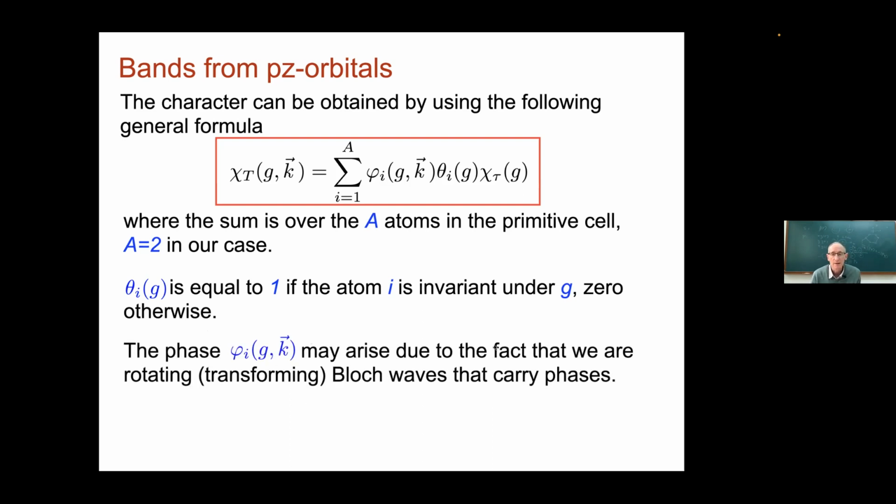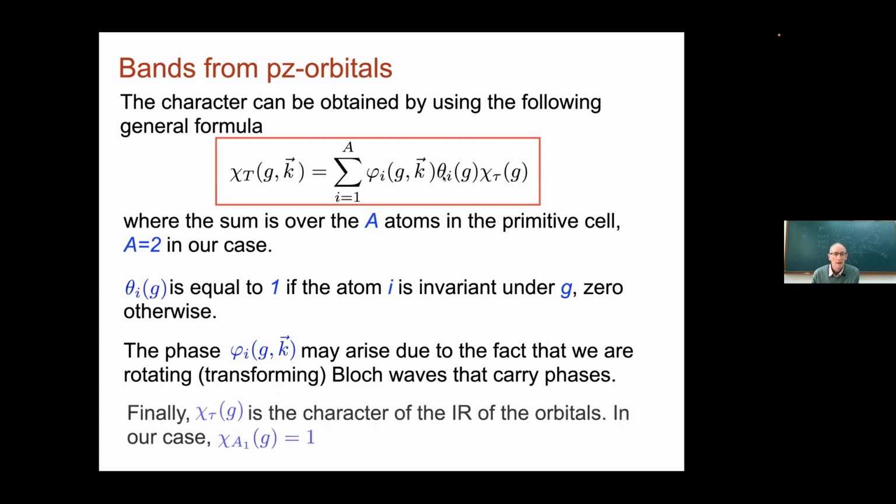This phase may arise due to the fact that we are rotating or transforming Bloch waves, and Bloch waves carry phases. They are very close to plane waves, and they carry phases. So this is a phase that may arise, and this phase depends on the group element and the K. We will compute this in detail, so you will see what this is. And this is the character of the irreducible representation of the orbitals, okay? In this case, the P_z orbitals transform under the A1 representation of the local symmetry group, of the site symmetry group. So for these orbitals, these characters are always equal to 1. So this is very simple.